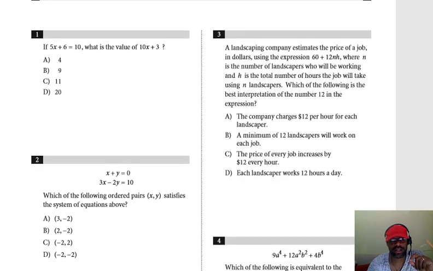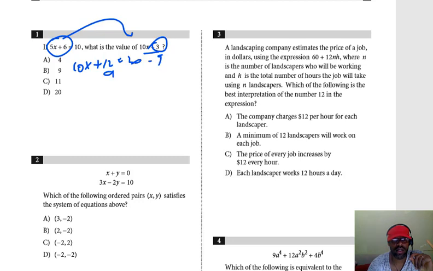There you have 5x plus 6. If 5x plus 6 is equal to 10, what's the value of 10x plus 5? In this case, I have to change this to an equivalent form of 10x plus 3. Therefore, I have to multiply by 2. That goes 10x plus 12, which is equal to 20. Since I have 3 here, I have to subtract 9 here. 12 minus 9, so 10x plus 3 is equal to 11. So our answer will become 11.